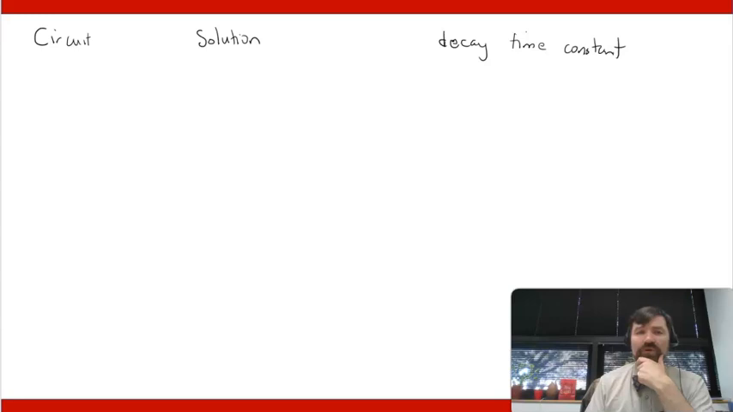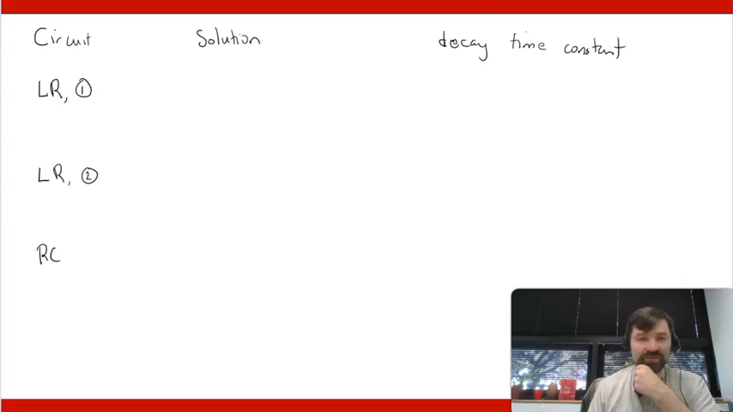Okay, so let's write the solutions to those equations. And we'll do it in the form of circuit type and then solution and decay time constant. So circuit types, basically we have LR circuit basically like charging, so we could call it LR1. We could call it LR circuit discharging, or LR2. We have RC circuit charging, so that would be like 1 prime, and we have RC circuit discharging, so that would be like 2 prime.